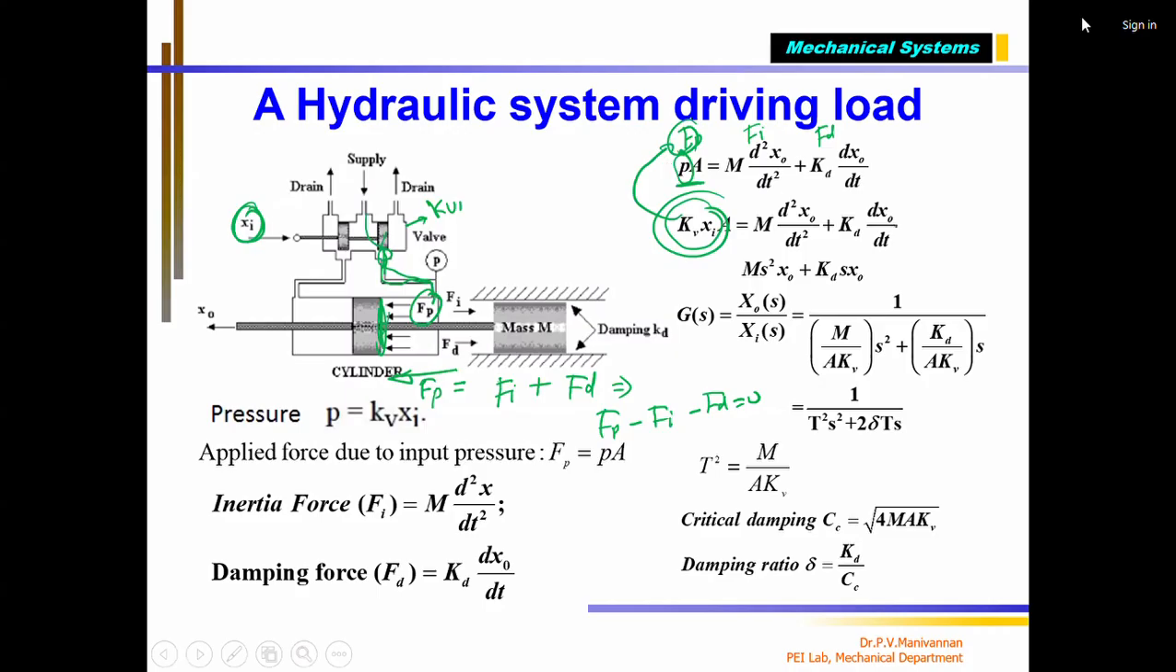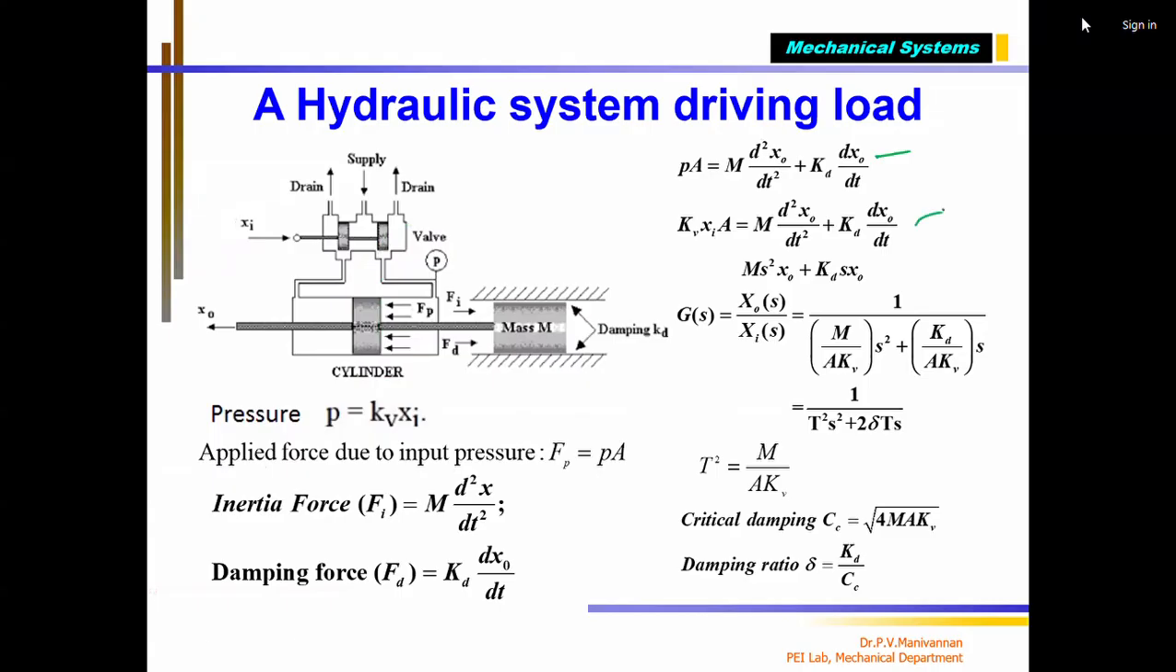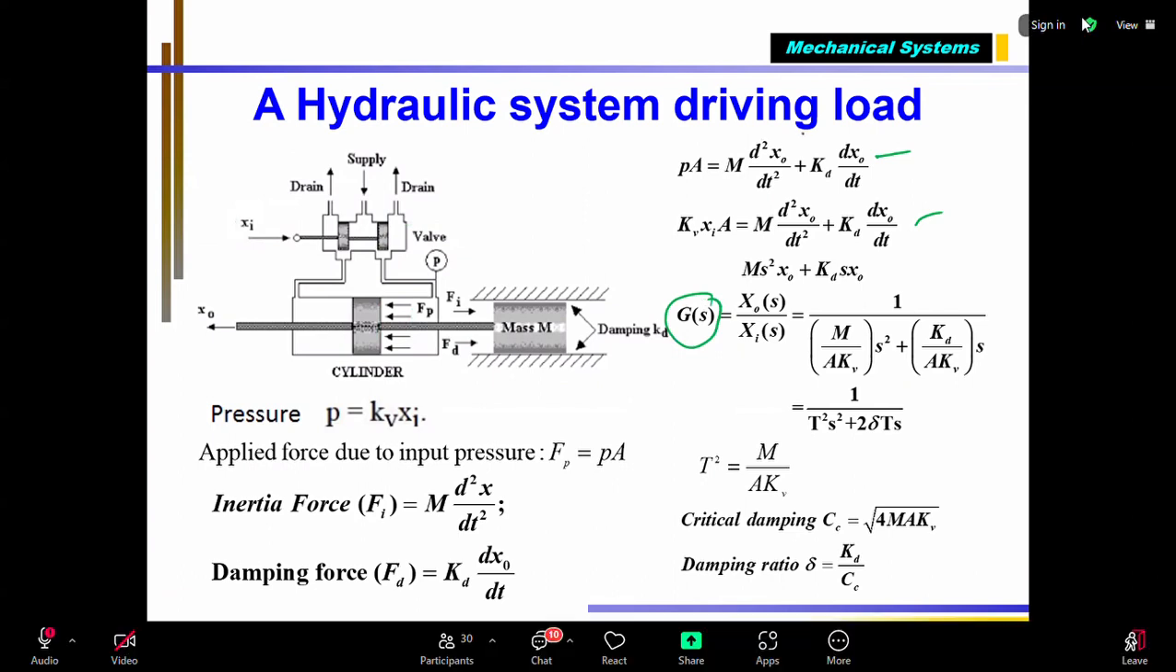Now equal to Ma. Now that we know this is written as a time domain equation, I want to find the Laplace transfer function. Easy to use. First convert the differential equation, this second order differential equation, to an algebraic equation. I can write this as kv into x of s into A equal to this. M is as it is, and d square by dt square will be, in Laplace, s square.